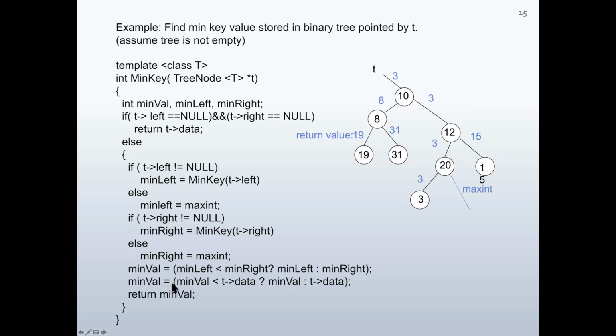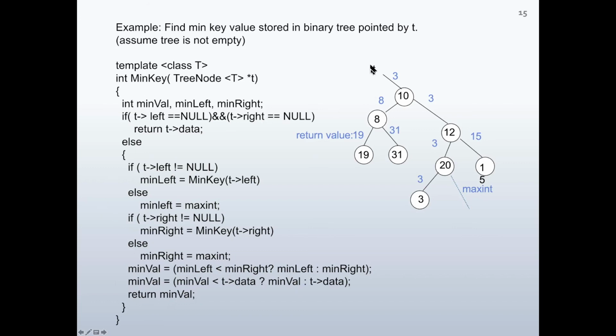Then we are comparing the data stored in the node with that value, and whichever is smaller is chosen as the value of this expression and stored into min_var. So by using these two lines, whichever is the minimum of min_left, min_right, or the data stored in the node is chosen, and it becomes the value of min_var, and min_var is returned from the function minkey.